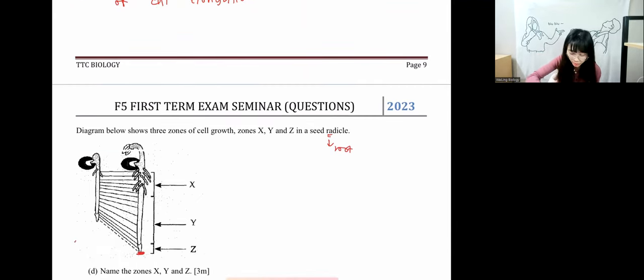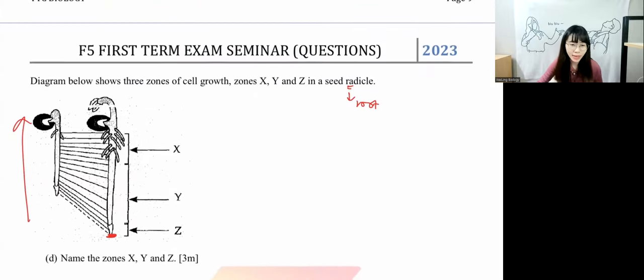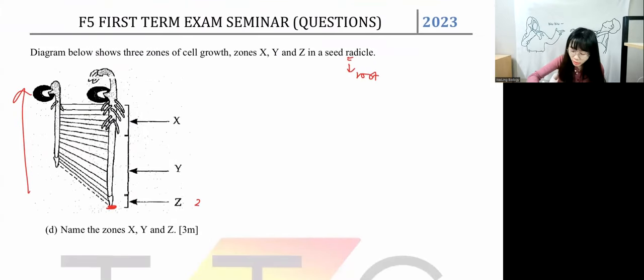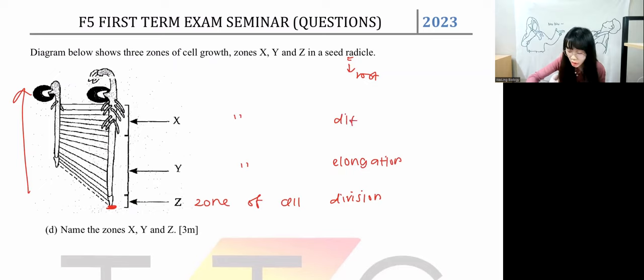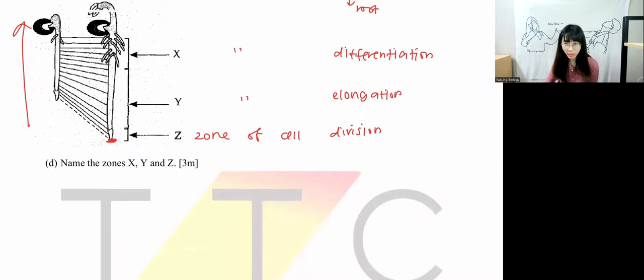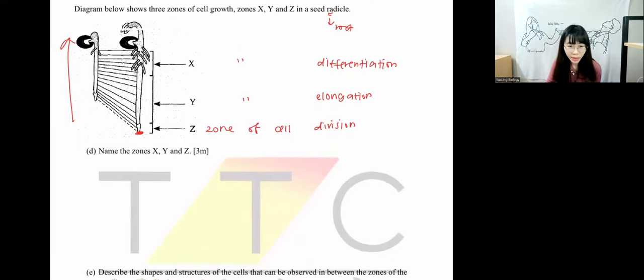Look upwards. If you don't know what this is, it's okay. You find the tip, you look upwards. Z is the first one, Y is the second one, X is the third one. The first one is called zone of cell division. I believe you know it's called division. The second one is called zone of cell elongation. The third one is called zone of cell differentiation. I believe you have no problem writing this anymore because we have practiced the three zones already just now. First, second, third, yeah? Okay.